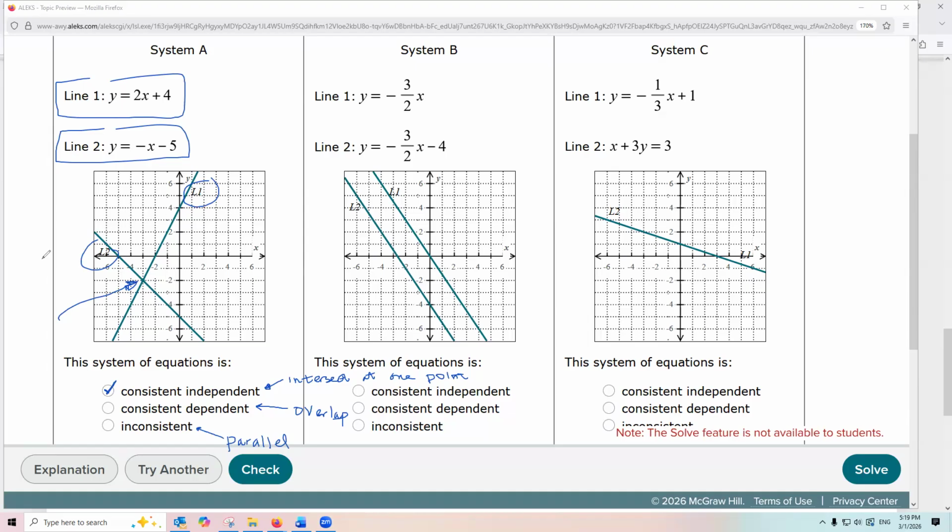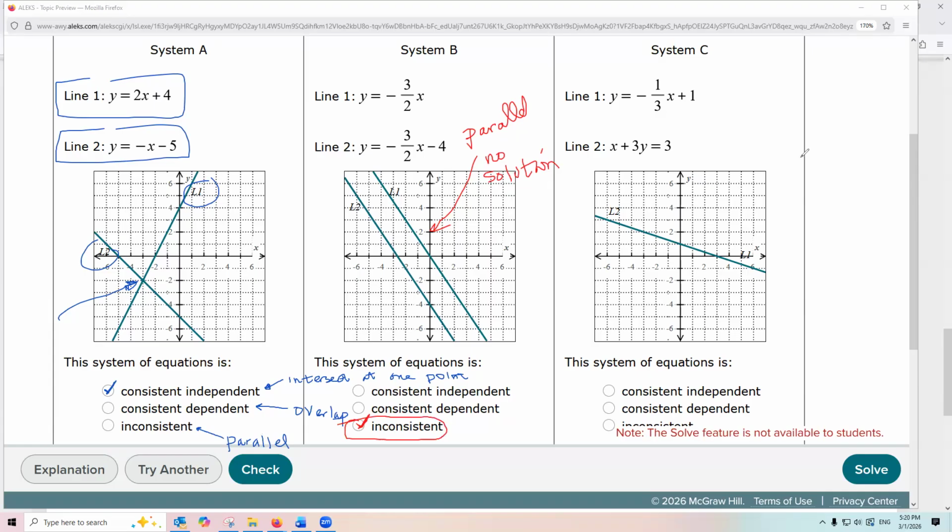Let me go to the middle graph. Well, I'm noticing these are parallel lines. That means there's no solution. Well, if there's no solution, we say the system is inconsistent.